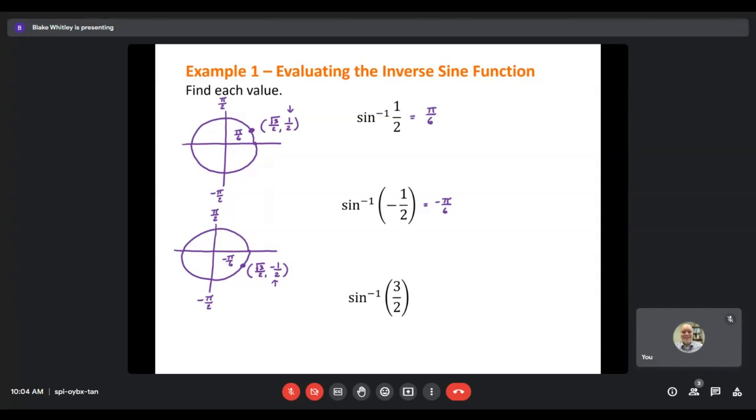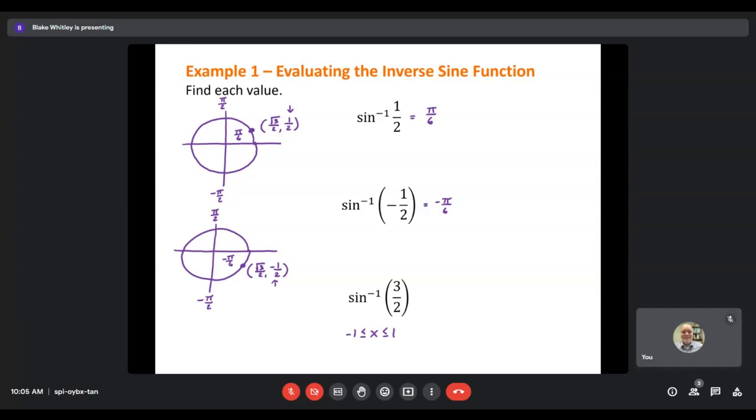All right, and then this last one, inverse sine of 3 halves. Well, I know for sure on the unit circle, I don't have anywhere where sine is equal to 3 halves, right? That doesn't exist. Keep in mind here that our values inside the inverse sine have to be somewhere between -1 and +1. Those are the only values we can put into the inverse sine.